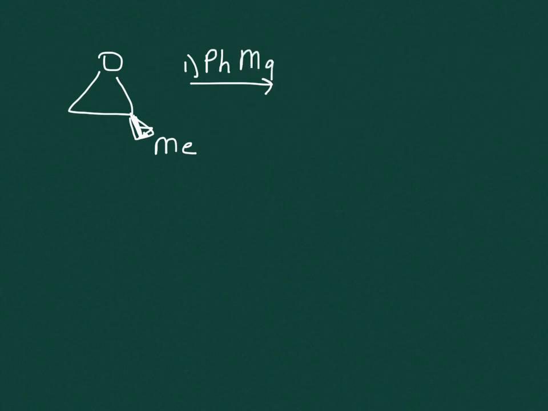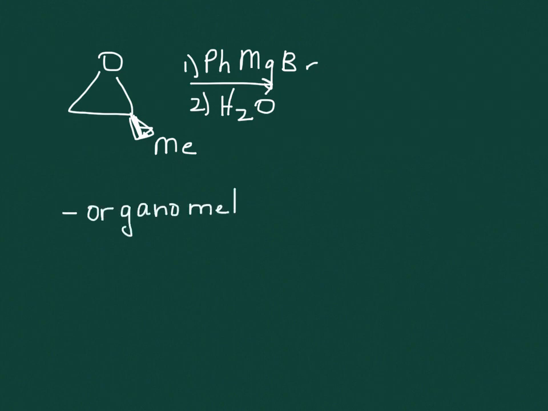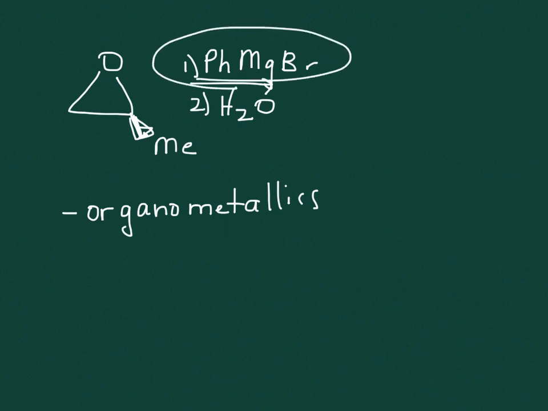Right, the first example I want to look at is the following epoxide with this methyl substituent. And we're going to treat it with a Grignard reagent. And in the second step, we will add water. Now, I introduced Grignard reagents before as organometallics. We will look at Grignard reagents more extensively when we study carbonyl chemistry. But let's just look at the structure of this.